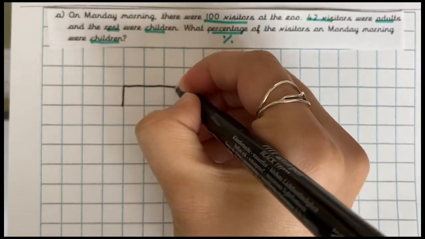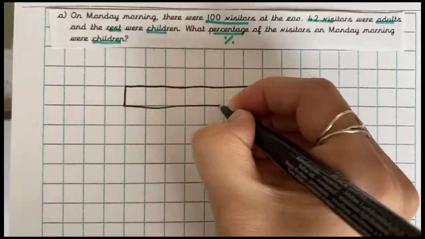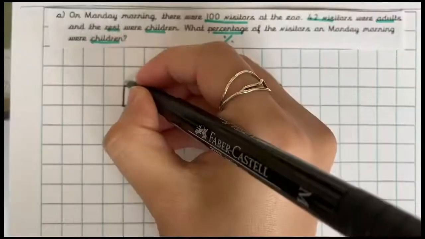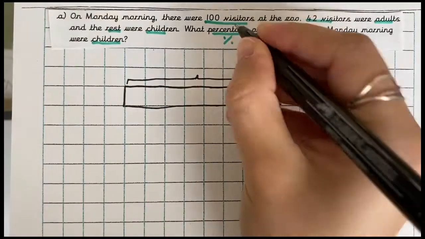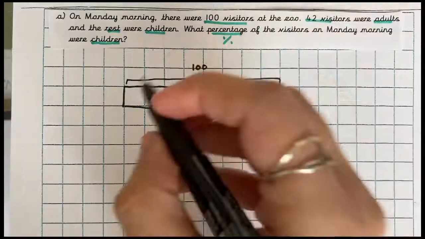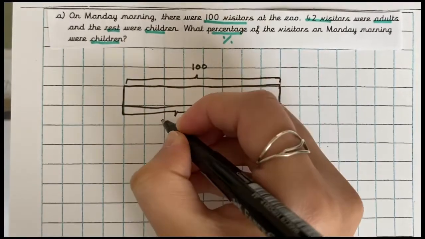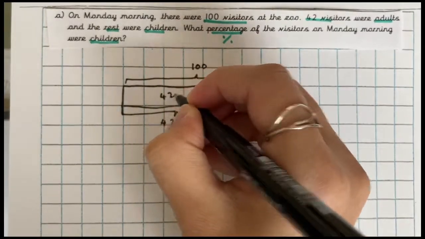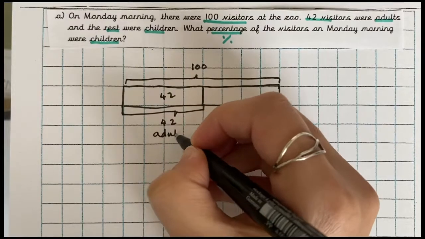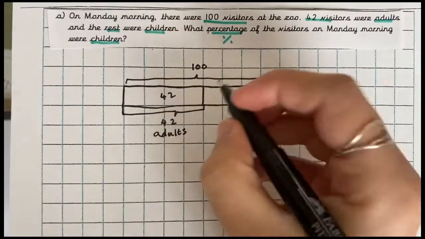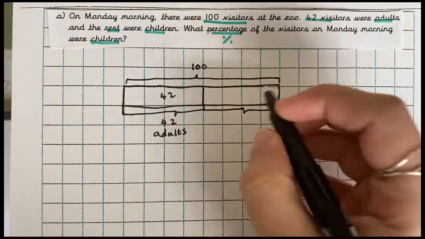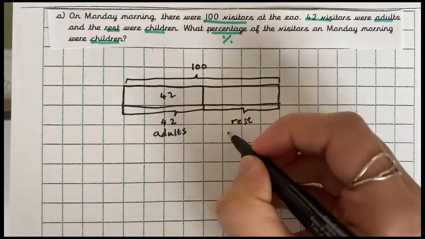Okay, I'm going to represent this in a bar. So my whole bar will be the total. It's 100 visitors, which is the 100%. We know that 42 of them were adults, so I'm going to show that. And the rest of that bar is children.